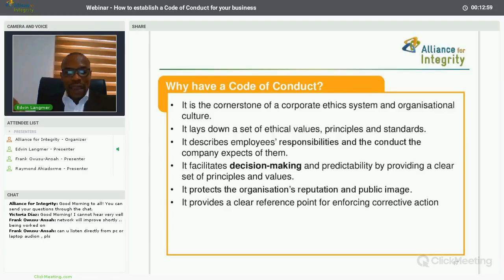Lastly, it provides a clear reference point for enforcing corrective action. In case of breaches, no one can claim that we didn't know this, it was not documented, it was not explained to me. The code of conduct provides a very clear reference point. It provides a very clear roadmap of what is to be done when an employee or a stakeholder probably does something contrary to the organization's aspirations. These are the reasons why we have a code of conduct.